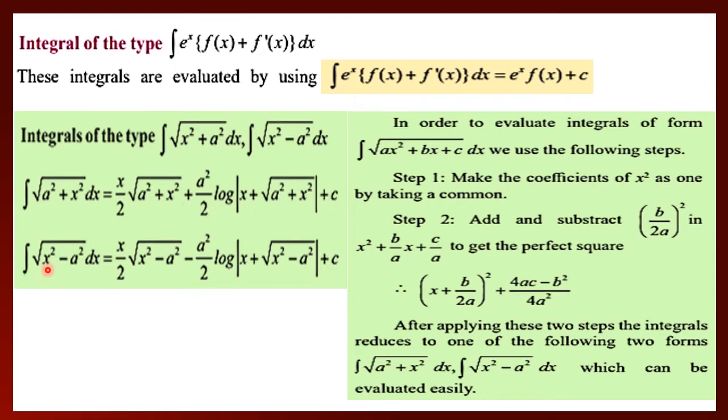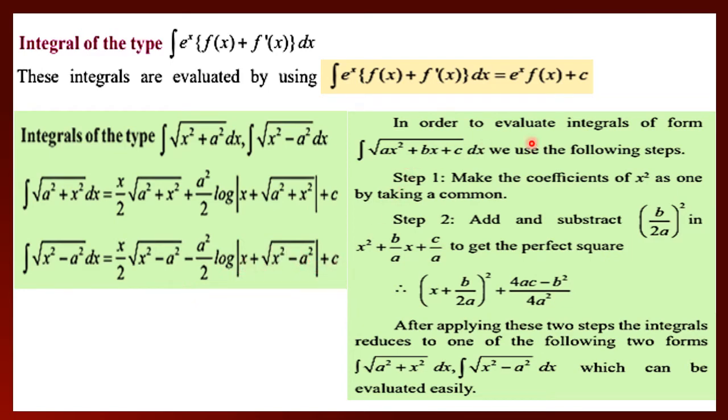And the similar formula we will use here, the only difference is that in place of plus we will use minus, because it is x square minus a square. The remaining terms are similar: x by 2, root of x square minus a square, and minus a square upon 2 log modulus of x plus root of x square minus a square plus c.